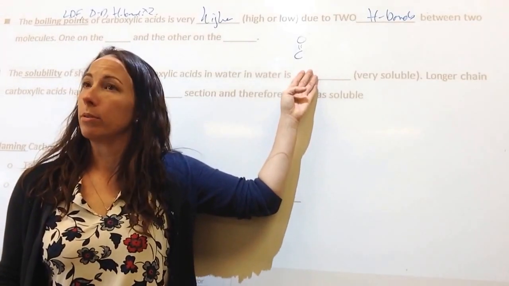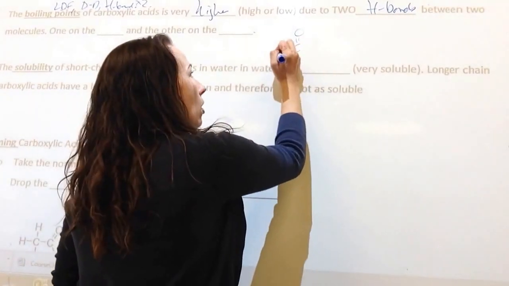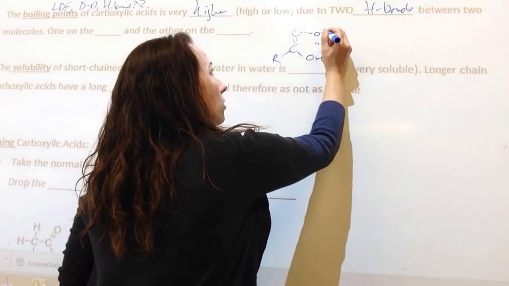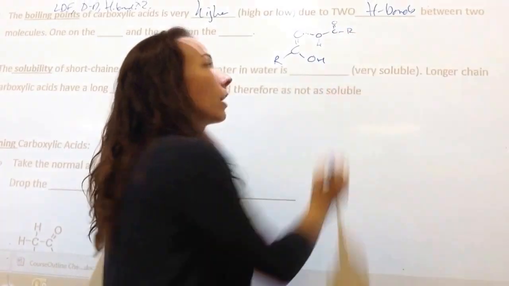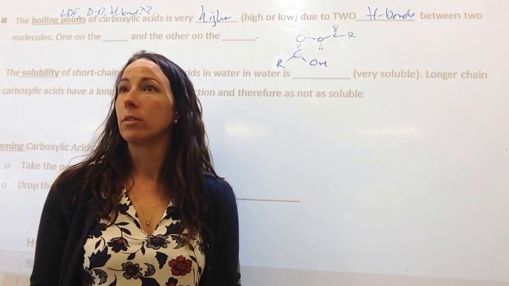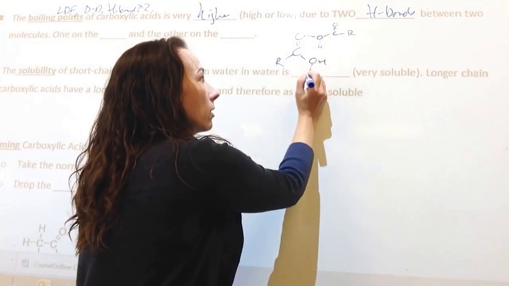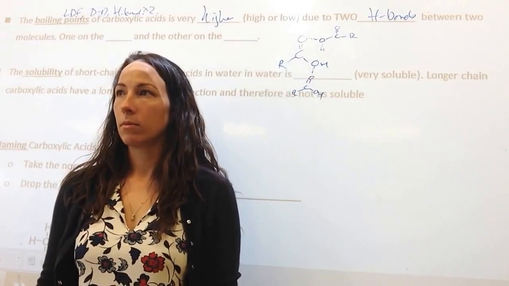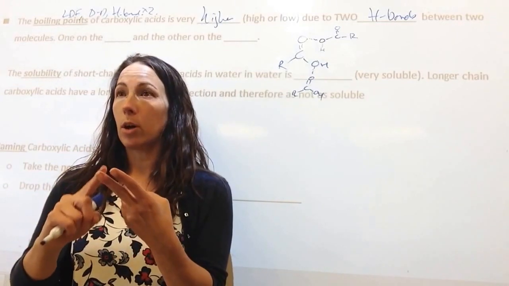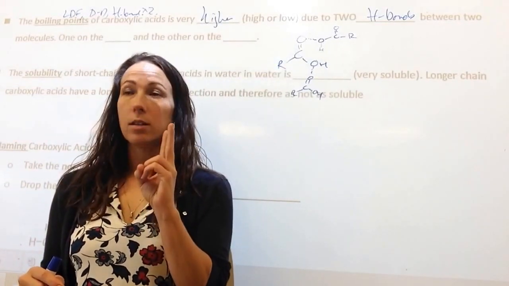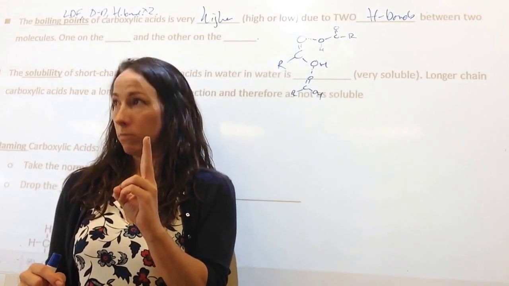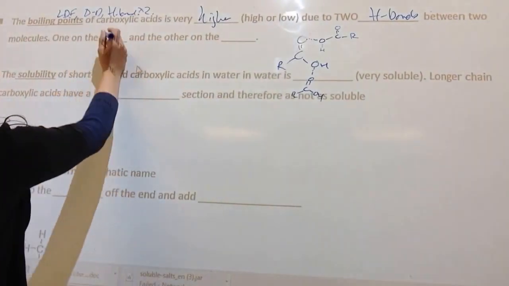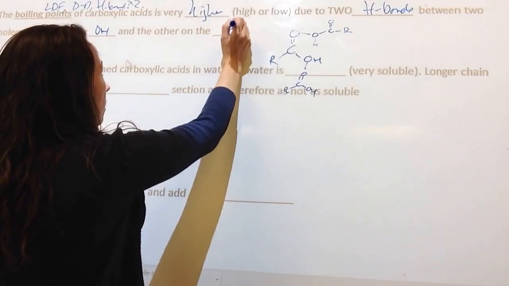So our OH will hydrogen bond onto the OH, C double bond O, or like that. You see that? So there's one hydrogen bond, and then here's another hydrogen bond. So you've got two hydrogen bonds here, one from the OH and the other from the C double bond O. Just nod your head if you understand. Okay, so two hydrogen bonds between the molecules, one on the OH and the other on the C double bond O.